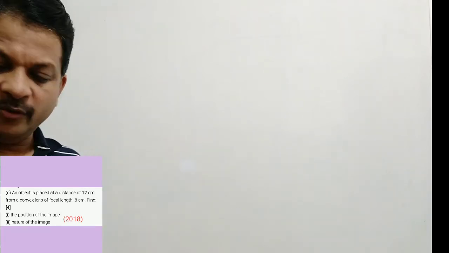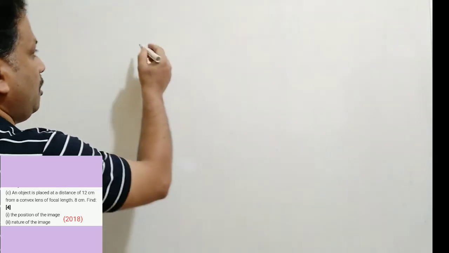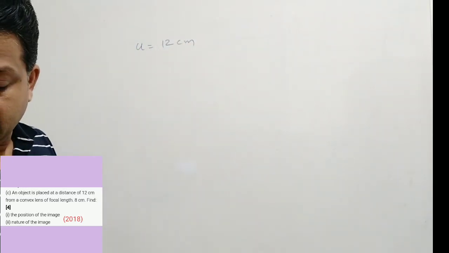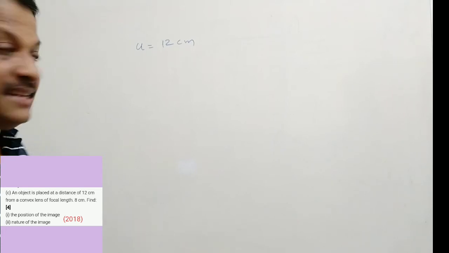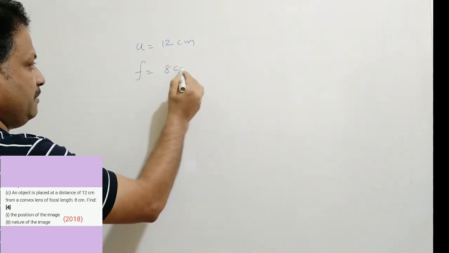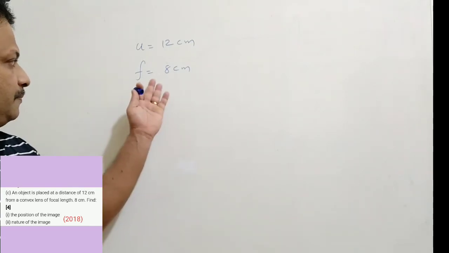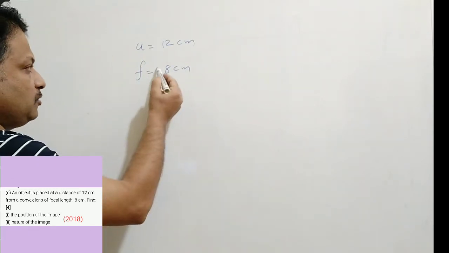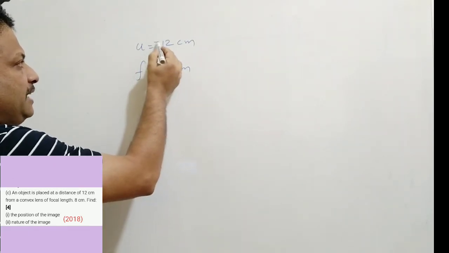An object is placed at a distance of 12 centimeter from a convex lens of focal length 8 centimeter. Find the position of the image and nature of the image. Very simple. This type of question we have already solved. Anyway, let us try to solve it again. Object distance is 12 centimeter in front of a convex lens of focal length 8 centimeter. Focal length is given as 8 centimeter. So you know you have to apply the sign conventions over here. In case of a convex lens, the focal length is always positive, u is always taken negative.